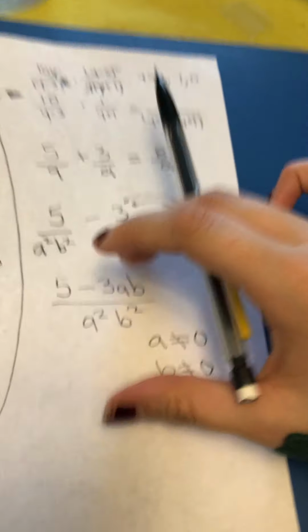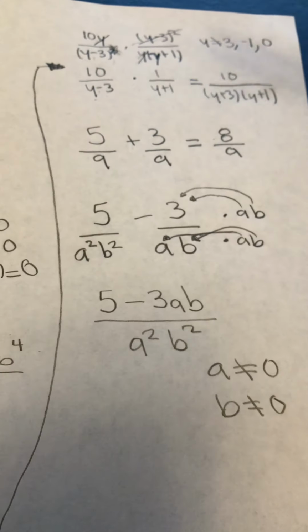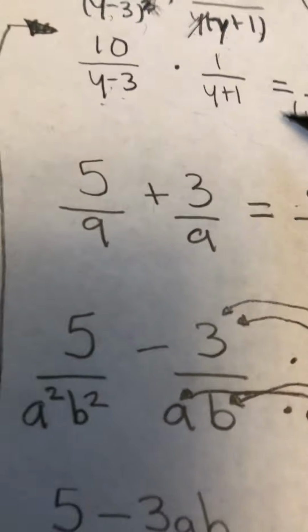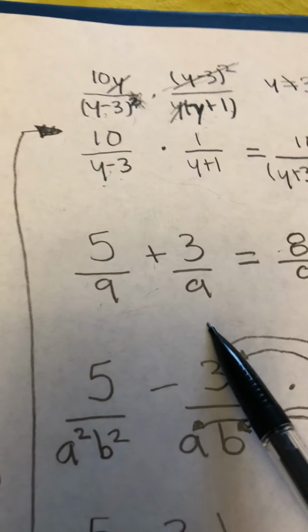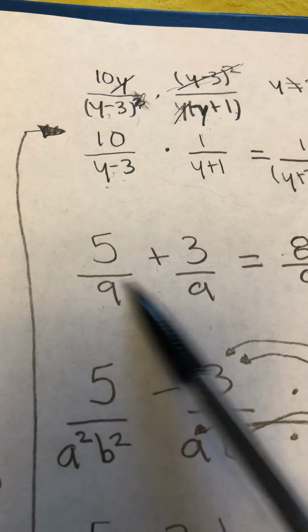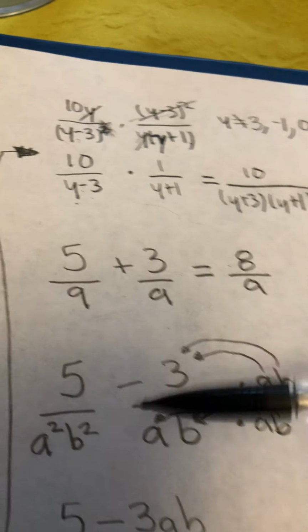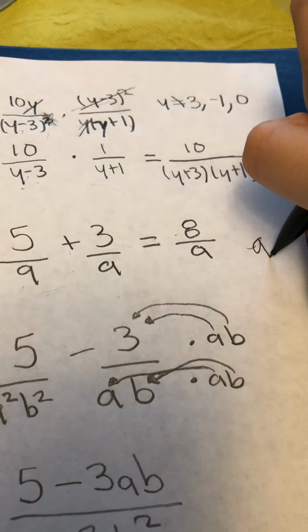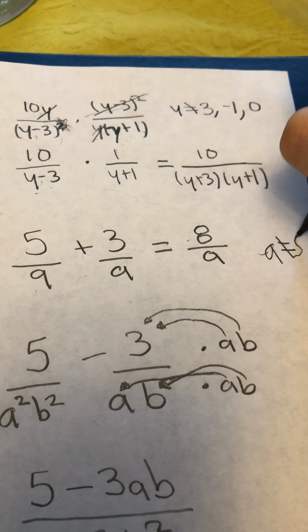And the last couple ones I'll show you guys is some addition and some subtraction. This one's super easy. They both have the same denominator of a, so you would just go across the top. 5 plus 3 is 8 over a. Simple, and your non-permissible value would be a can't equal 0.